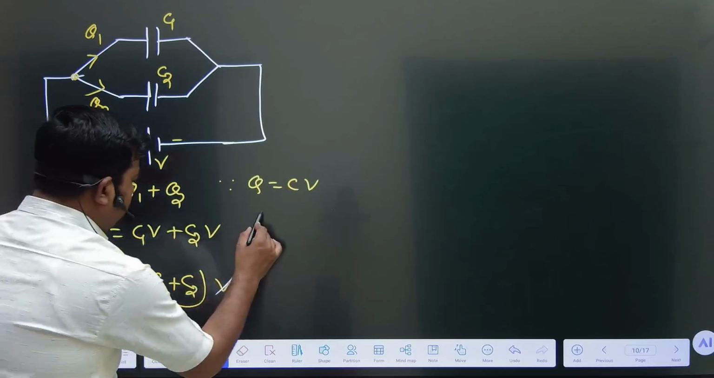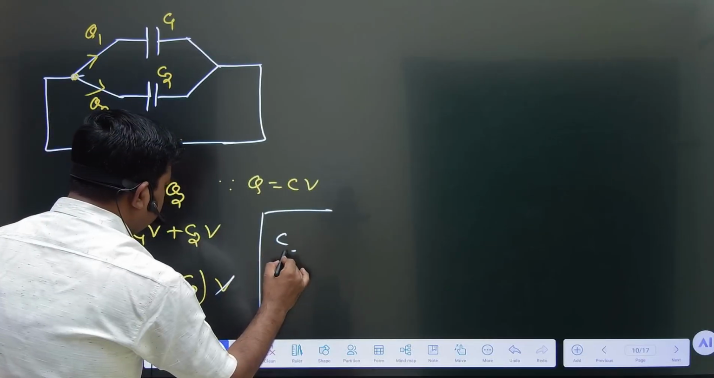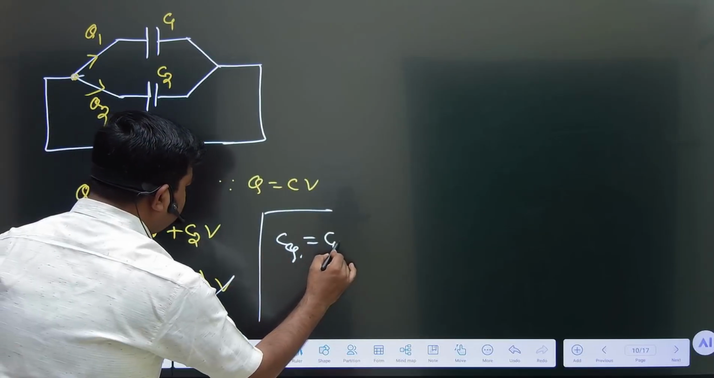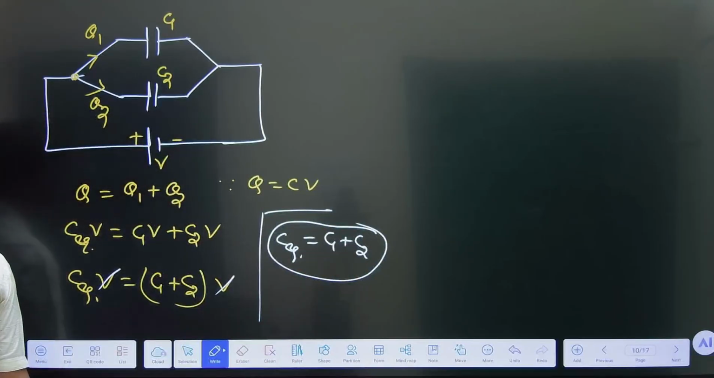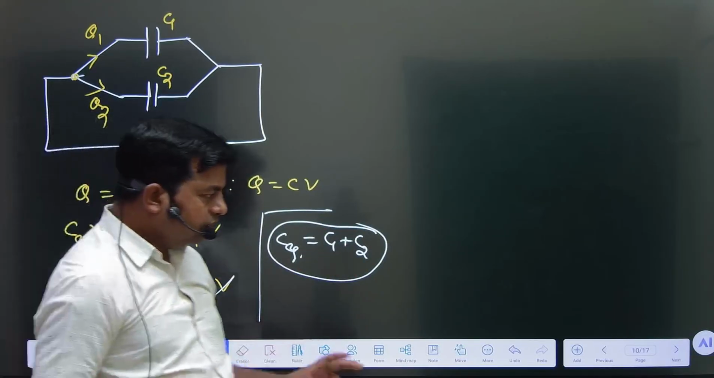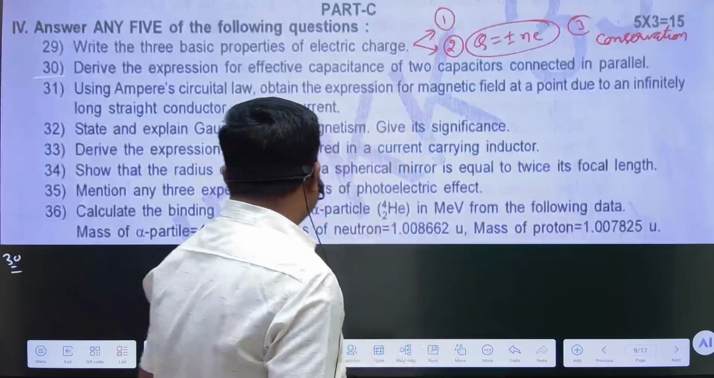So what is the equivalent capacity in parallel? C equivalent is equal to C1 plus C2. This is your final result. Clear to you? Now we move to the next question.